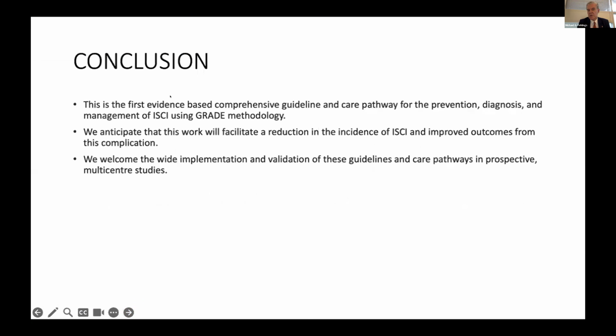And in conclusion, this is the first evidence-based comprehensive guideline and care pathway for the prevention, diagnosis, and management of intraoperative spinal cord injury using graded methodology. We hope that this work will facilitate a reduction in the incidence of intraoperative spinal cord injury and improved outcomes from this complication. We welcome the wide implementation and validation of these guidelines in care pathways in prospective multi-center studies.